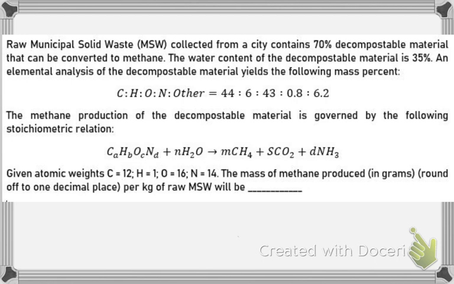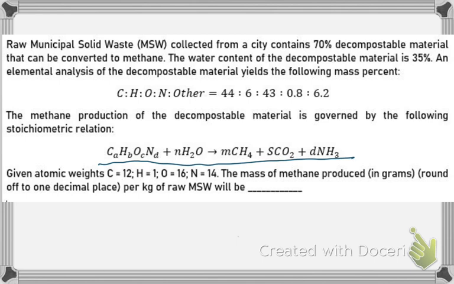The question is: raw municipal solid waste collected from a city contains 70% decomposable material that can be converted to methane. The water content of the decomposable material is 35%. An elemental analysis of the decomposable material yields the following mass percent, and they have given an equation. Then the methane production of the decomposable material is governed by the following stoichiometric relation, which is given like this.